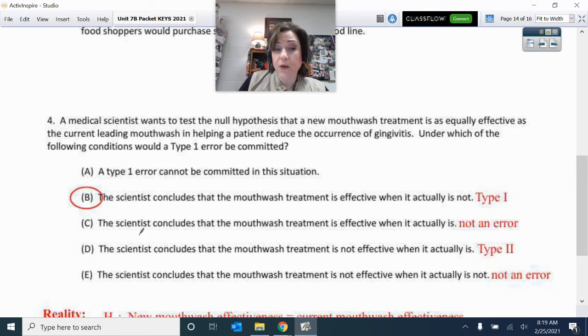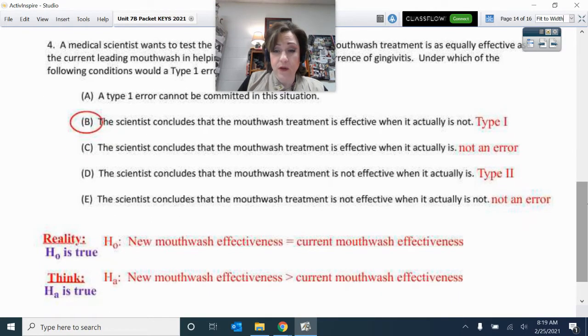Which of the following would be a type 1 error? So our type 1 error, if the null is really true. Okay, so I kind of made myself a little note down here. So the reality is the new mouthwash is the same effectiveness as the current mouthwash, okay, if the null is really true. But we get a sample that makes us think that the new mouthwash is greater than the current. So the scientists would conclude the mouthwash is effective when it actually is not.